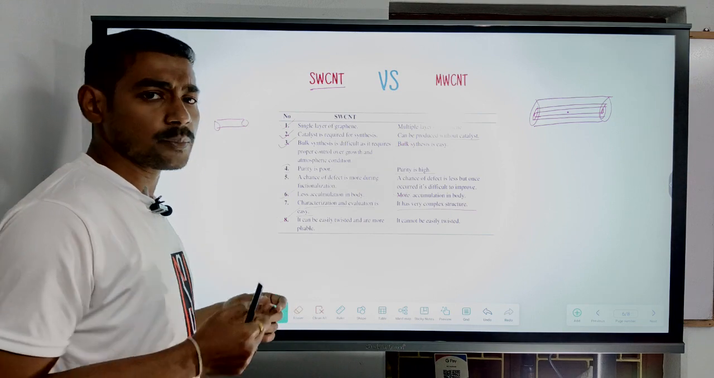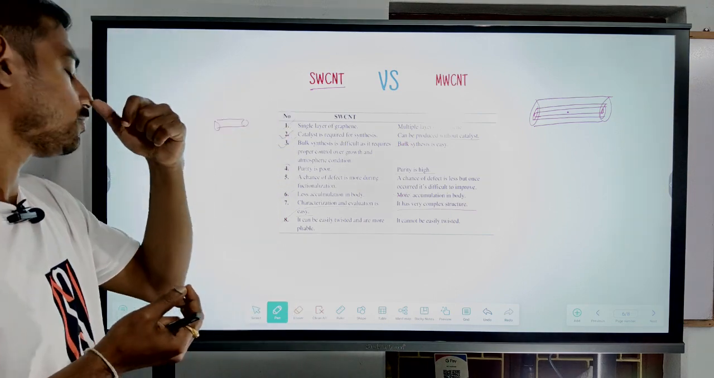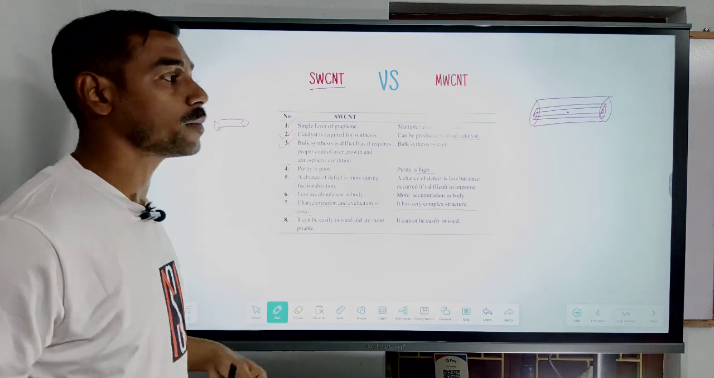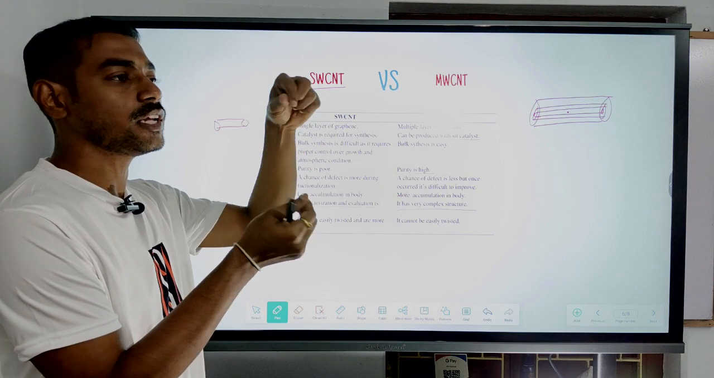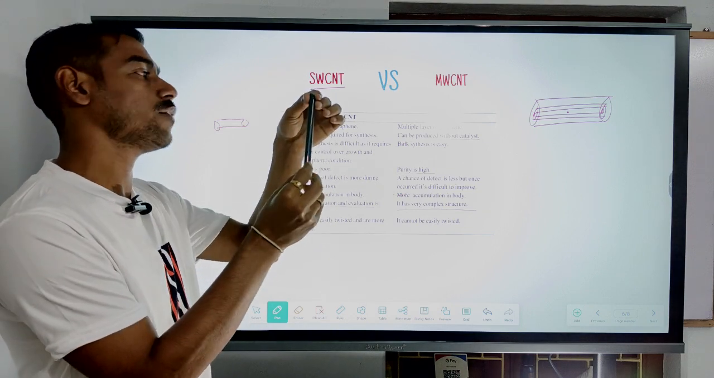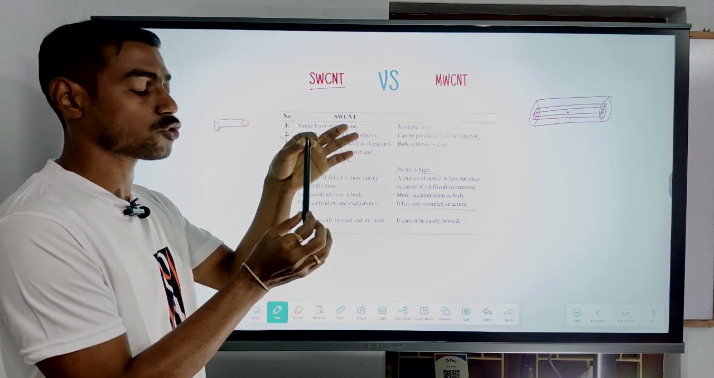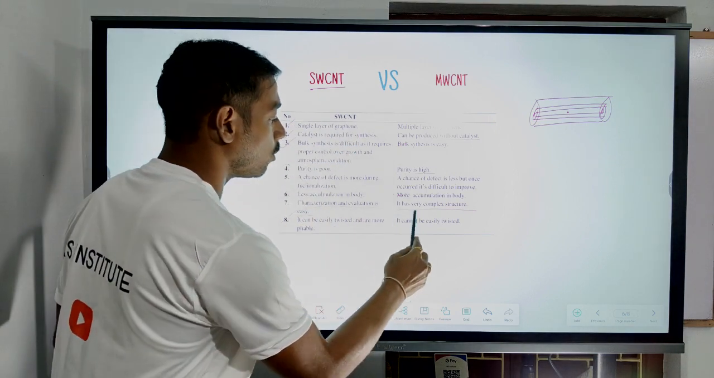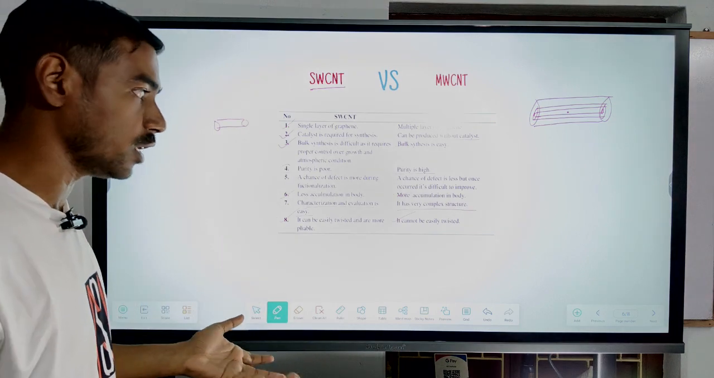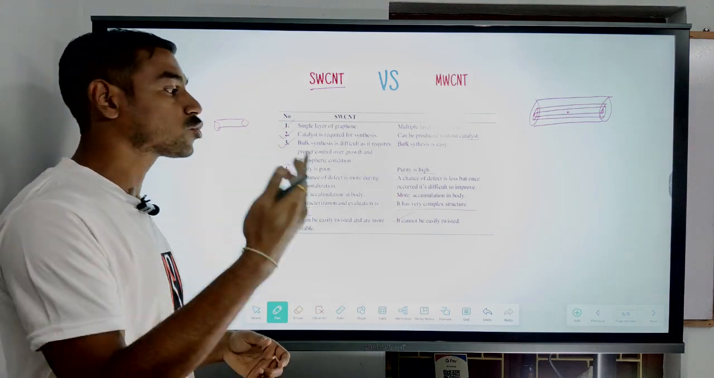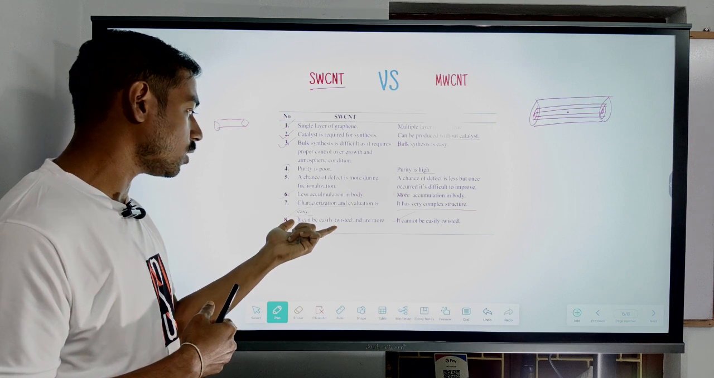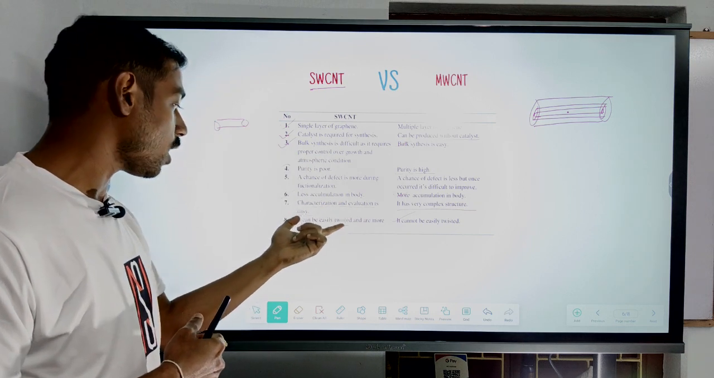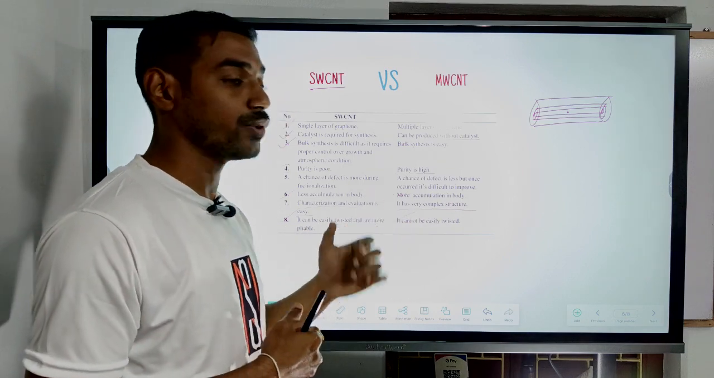Easily twisted means, for example, you have this plastic straw pipe. You can imagine that you can easily twist that pipe, right? Why? Because it is single wall. But when they are multi wall, they cannot be twisted easily because they are comparatively stronger. So single wall carbon nanotubes can be twisted easily, or are more pliable, but multi wall cannot be twisted easily.